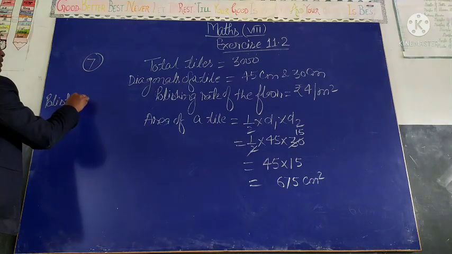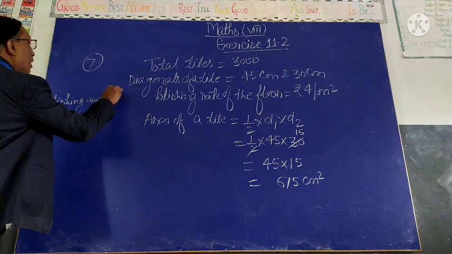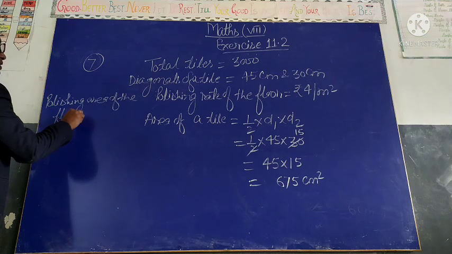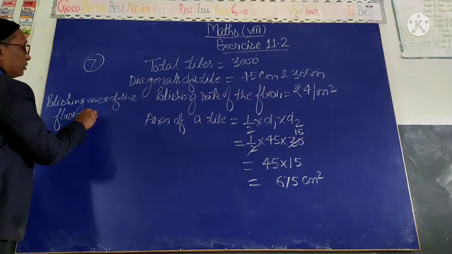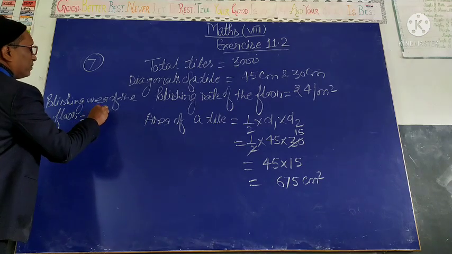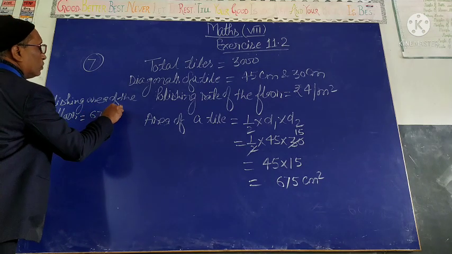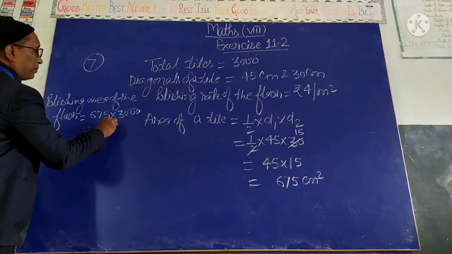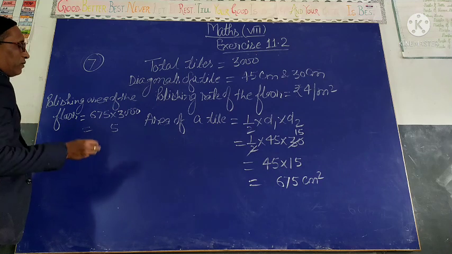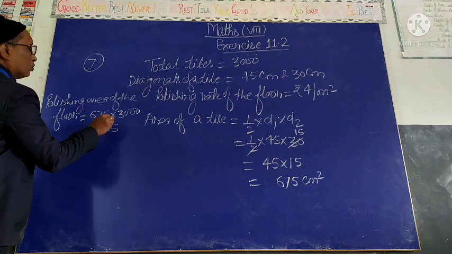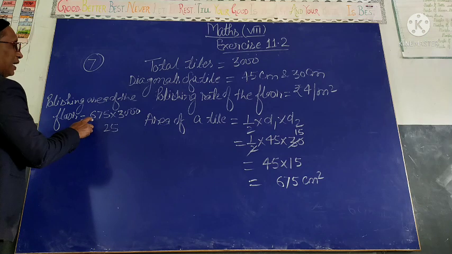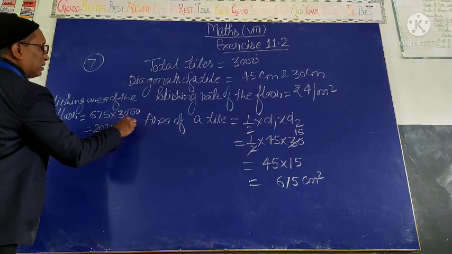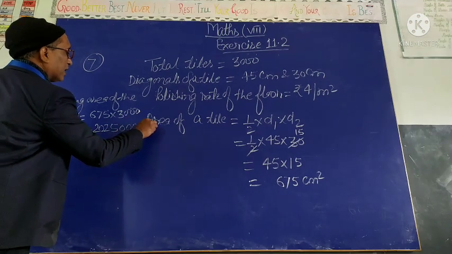Polishing area of the floor, that is equal to 675 into 3000. 3 5s are 15, 3 7s are 21, and 1 22, 2 and 3 6s are 18, and 2 20, and 3 0 is carried here, centimeter square.